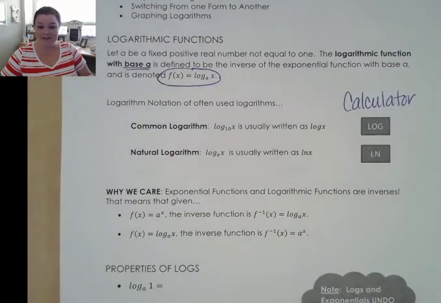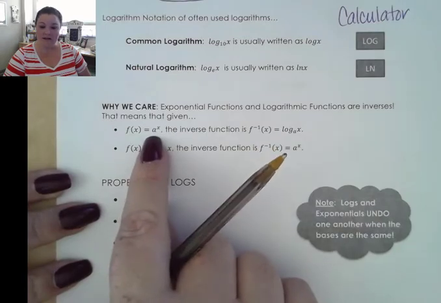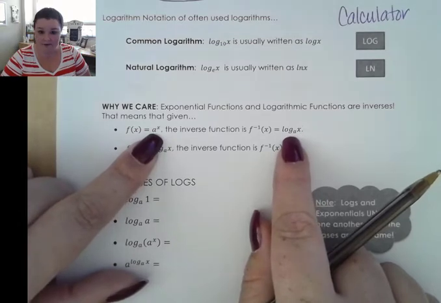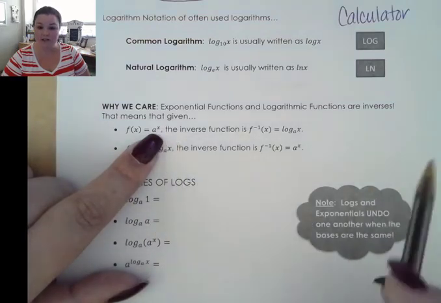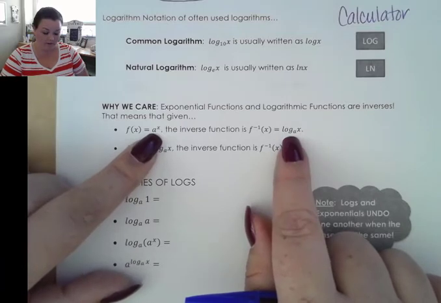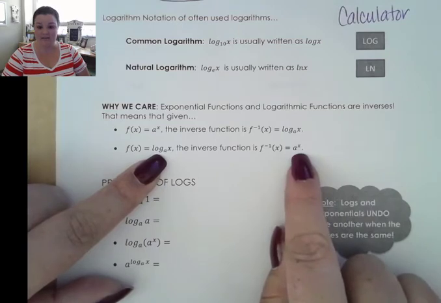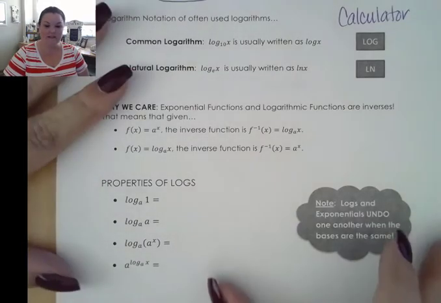Okay, here's why we care, people. Because a log and an exponential function have inverses: the inverse of an exponential is the log with the same base. So if I have a to the x as an exponential function, what would undo that is log base a of x. Or if I start out with log base a of x, then its inverse would be a to the x. Okay, so what that means is that they undo one another, just like a square root undoes a square. So let's look at some of these.